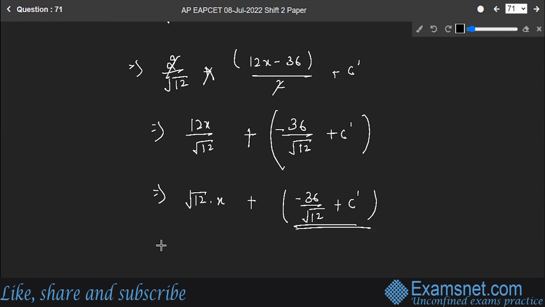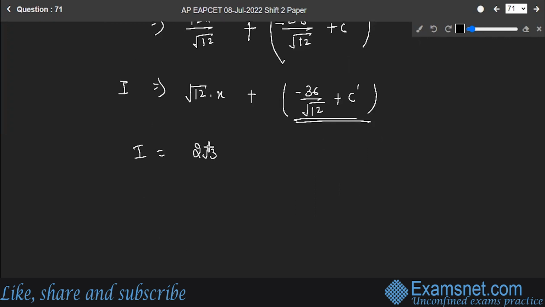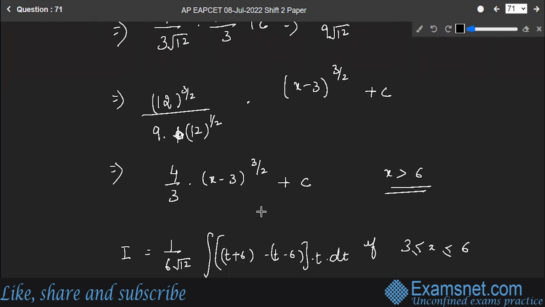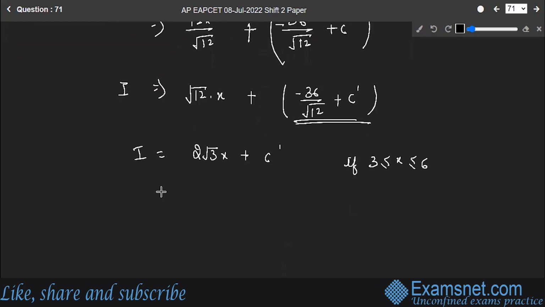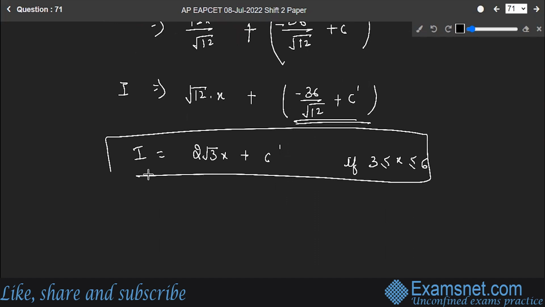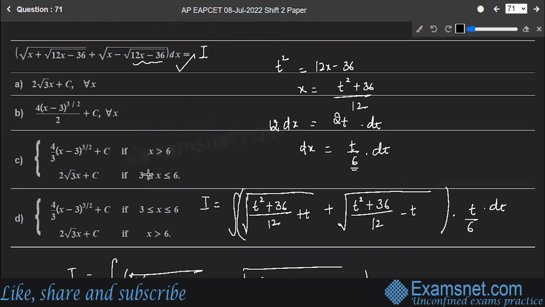This is the whole constant, right? I'm ignoring it. So this integral was equal to 2 root 3 x plus some constant c dash, if x lies between 3 and 6. So now let's go to the options. We have two answers, right? This is the first one when x is greater than 6, and this is the second one when x lies between 3 and 6, right? So let's check with the options what we have. Option C is satisfying our answer. So this is our answer to the question, option C. Hope you're clear with this.